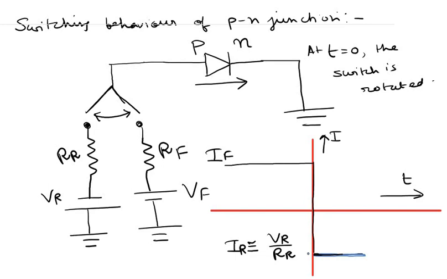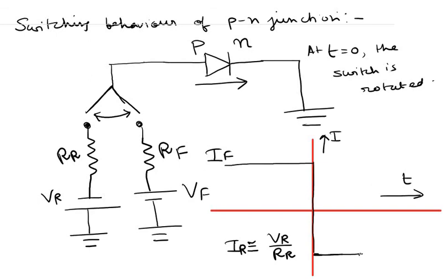So this current IR supplies depletion charge to widen the depletion region in reverse bias mode, and this current IR also removes these excess minority carriers that accumulate in the depletion region. The major function of this current is actually to remove these excess minority carriers at the junction.